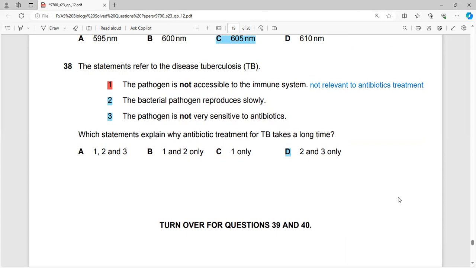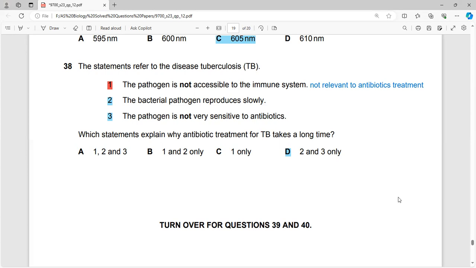Which statement refers to the disease tuberculosis? Which statement explains why the antibiotic treatment for tuberculosis takes a longer time? When we talk about antibiotic treatment, this is artificial treatment. Antibiotics kill bacteria by stopping them from making their cell wall, and they stop the cell from dividing, and that's the mechanism. In this way, they are killing or stopping the growth of the bacteria.